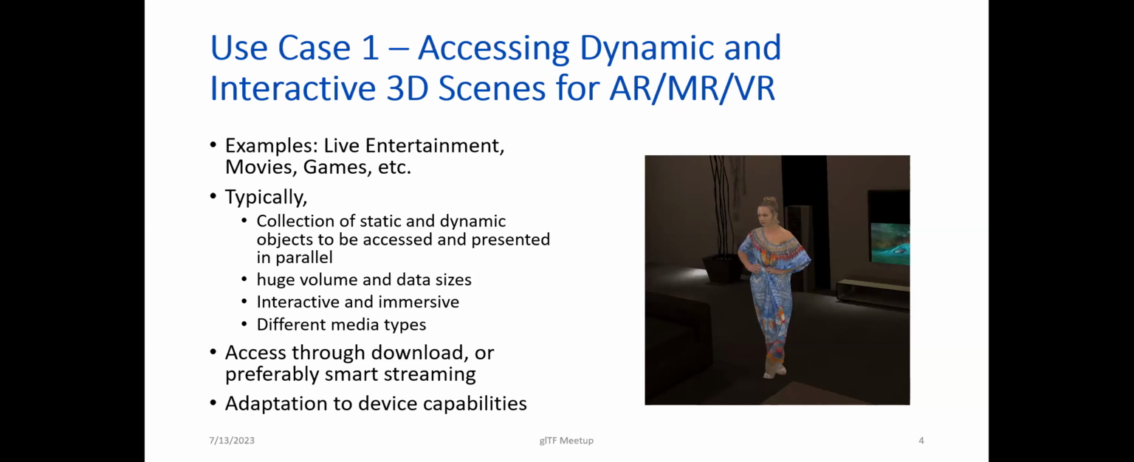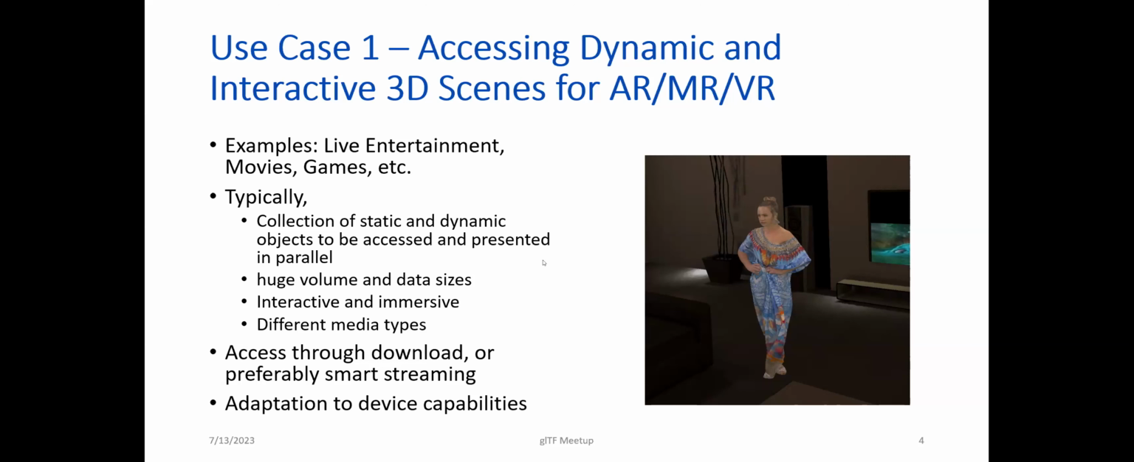The access happens through downloading, but downloading assets is a huge stress. So preferably you do some kind of smart streaming that allows you to leverage what you get on your network bandwidth. At the same time, you need to adapt to very different device capabilities. You might have devices such as desktop computers that are very powerful, to devices that are very limited in capability but still want to experience this. We have a bit more on this later because that's driving some of the design criteria as well.